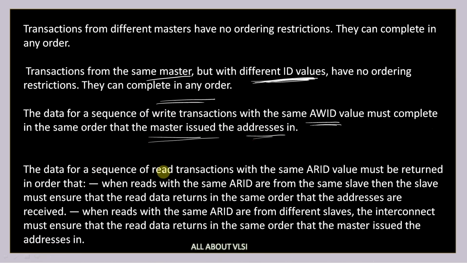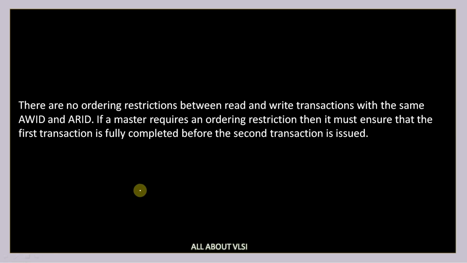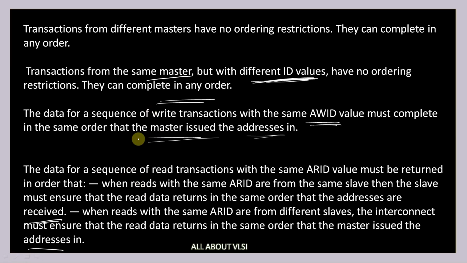And the data for a sequence of read transactions with the same ARID value must be returned in the order that the addresses were received. When the reads with the same ARID are from the same slave, the slave must ensure that the read data returns in the same order that the addresses are received. This is the example which I have taken previously. And when the reads with the same ARID are from different slaves, the interconnect must ensure that the read data is returned in the same order that the master issued the addresses in. This is the same example I have taken and explained, and this is the theory part which is written.